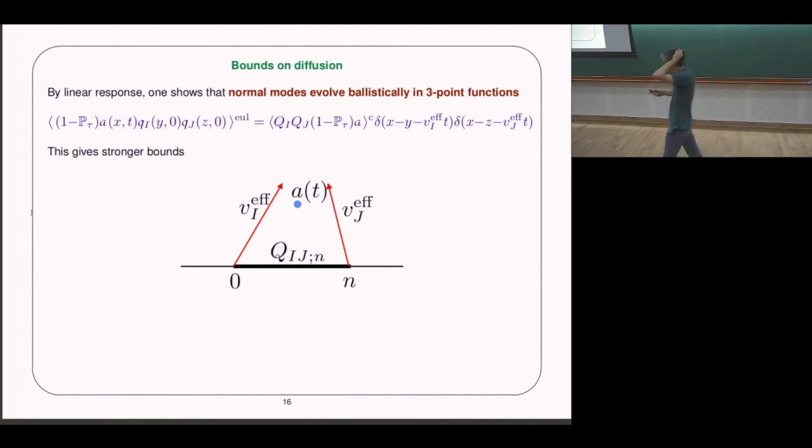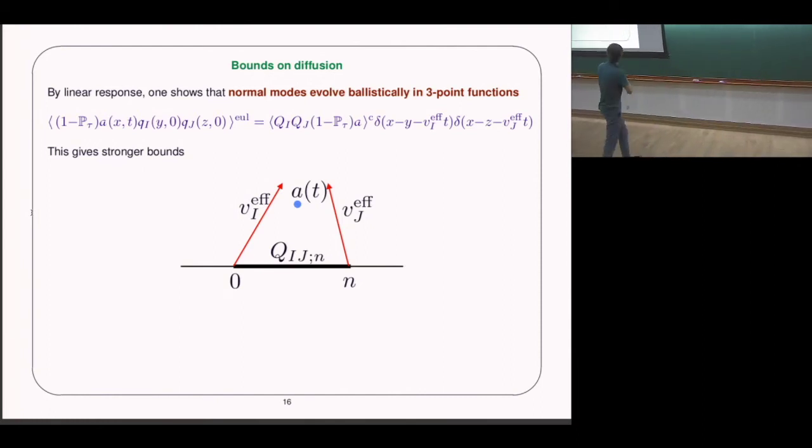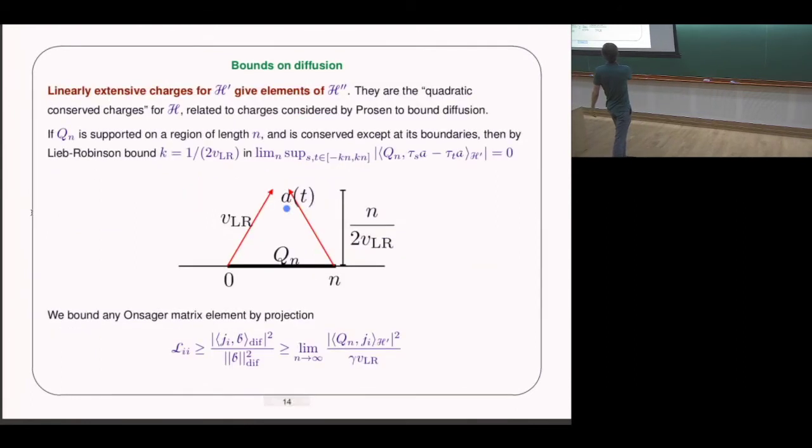So he had a bound which is essentially related to curvature. He basically had a general bound, which was saying that if you have a non-zero overlap between some appropriately extensive charge and a current, then you must have a bound where the Liberation velocity appears in the denominator with some number there.